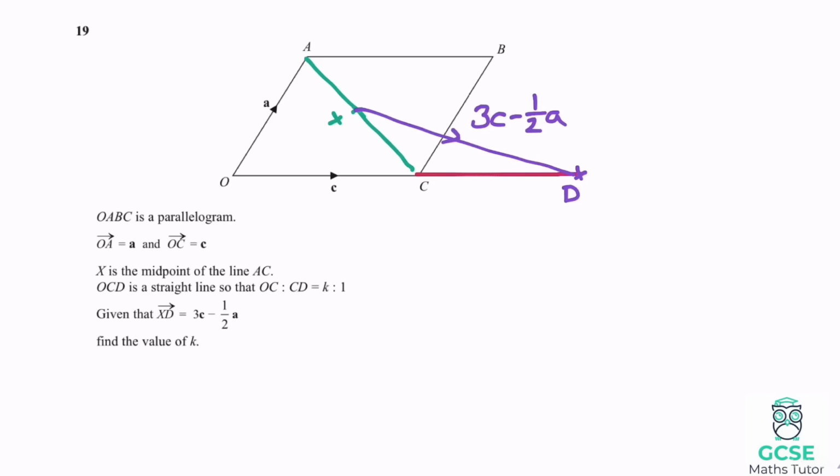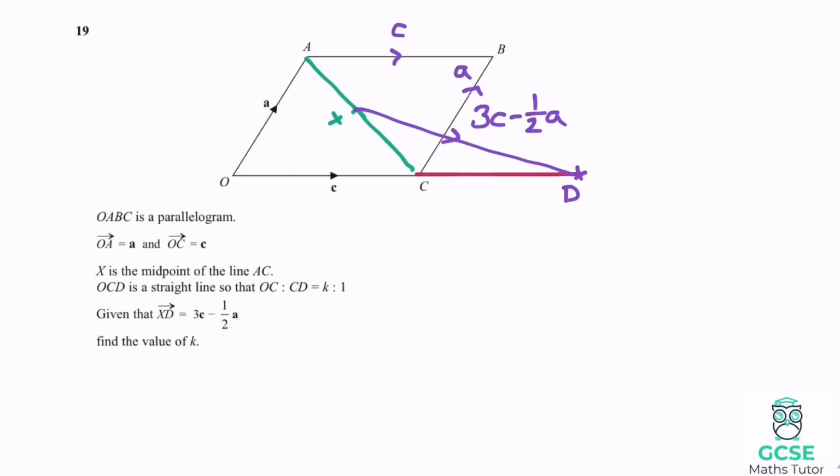There we go. And it also gives us a bit more information, which is on the diagram. O to A is a and O to C is c. And it's a parallelogram, so also this would be c on the top. And this line here would also be an a moving up that way. But let's see what we need. So it says find the value of k.